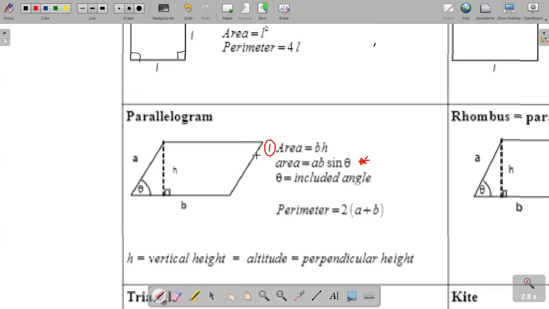Now remember, just like the triangle, there are cases where they don't give you the height, but they give you the angle between the 2 sides. It's the exact same thing. So the second formula, area, is A times B times sine of the angle, because remember that's the only thing they gave you: the 2 sides and the angle between.